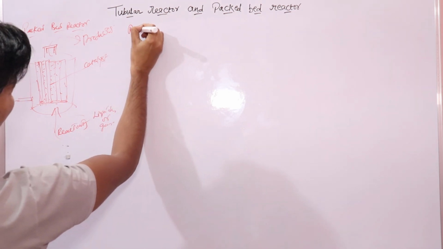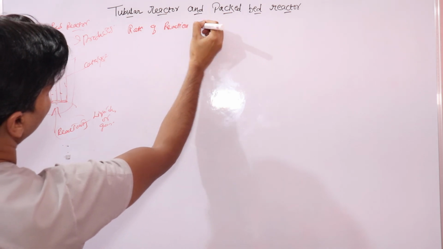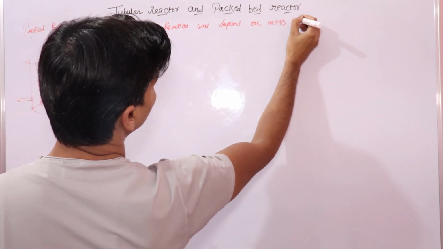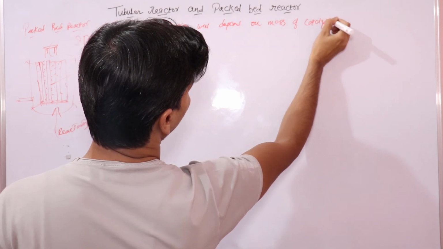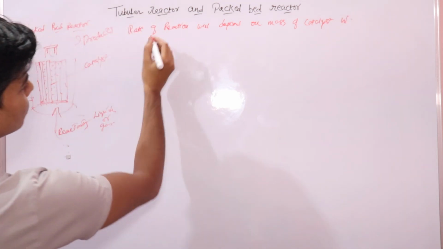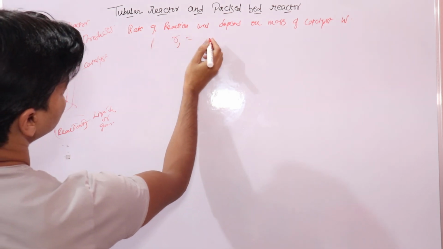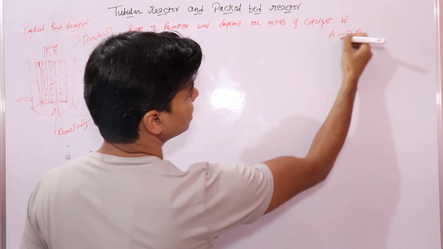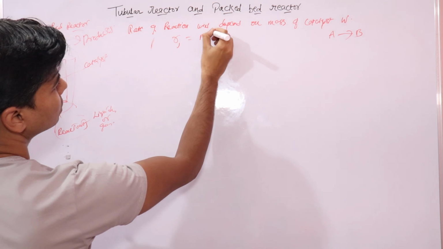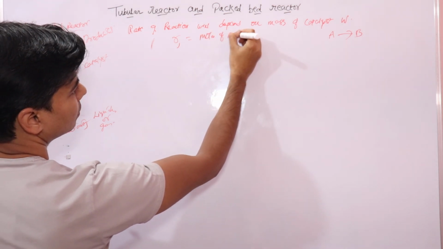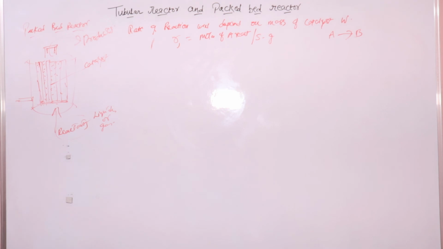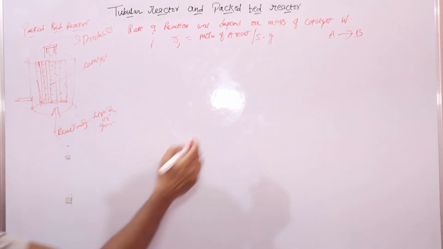So I'll just write here: rate of reaction will depend on mass of catalyst, W. So here we will write that rate Rj is equal to, it would be, rate of reaction would be, suppose this reaction is taking place, A is changing into B. So moles of A getting reacted per second per gram of catalyst, per second per gram of catalyst.